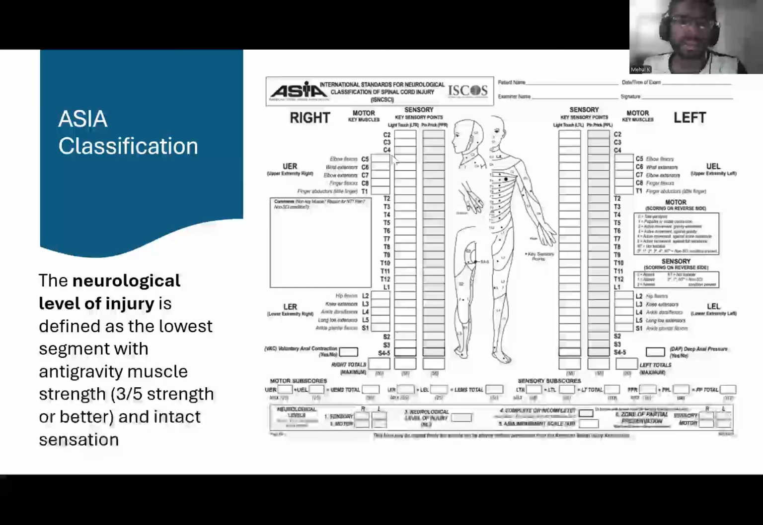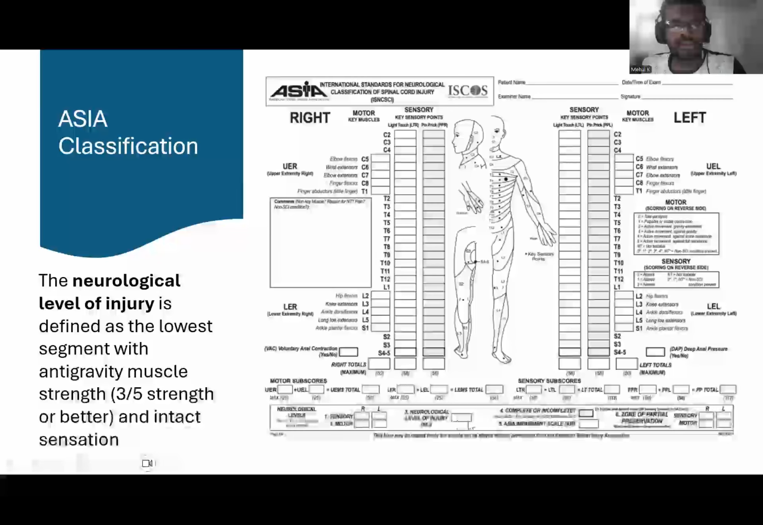But if you have a power of 5 in C7 and 3 in C8, then the motor level is going to be C8. So I hope that is clear. This can be a little bit confusing, so that is why I'm taking some time to explain this.